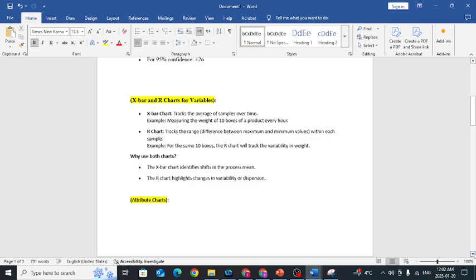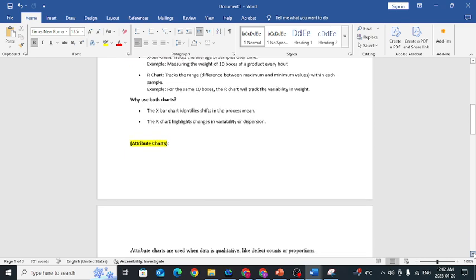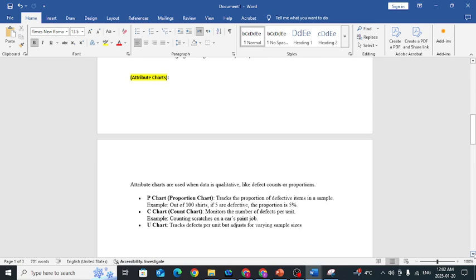Why use both charts? The X-bar chart identifies shifts in the process mean. The R chart highlights changes in variability or dispersion. So, attribute charts are used when data is qualitative, like defects, counts, or proportions. That is the basis of our explanation, and in this session we are going to practice together.